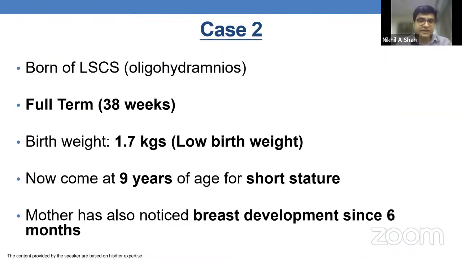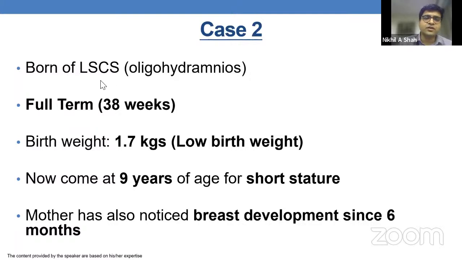Now, coming to the second case, this child was born of a cesarean section, indication being oligohydramnios. This child was born at full term, 38 weeks. The birth weight was only 1.7 kilos. So this is definitely low birth weight as well as small for gestational age. Now, child has come to us at 9 years of age for short stature. Mother has also noticed breast development since last 6 months.